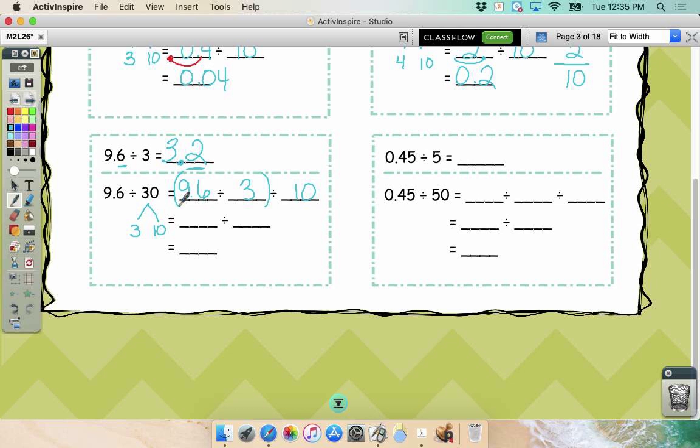Okay? So we already know that 9.6 divided by 3 is 3.2. So 3.2 divided by 10. Now this one, what am I going to do? Decimal point. Hop it once to the left. Very good. So my answer is? 0.32. Okay. All right. You're going to try the last one on your own.